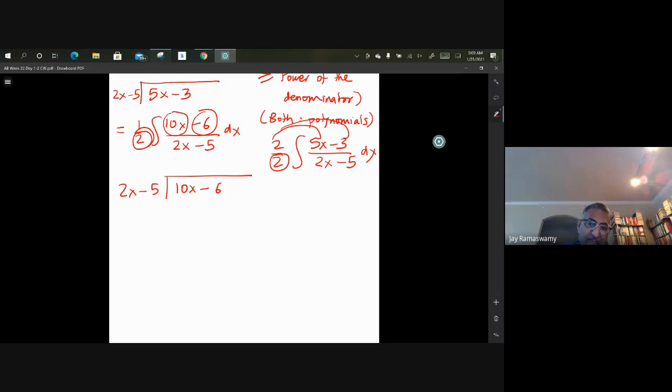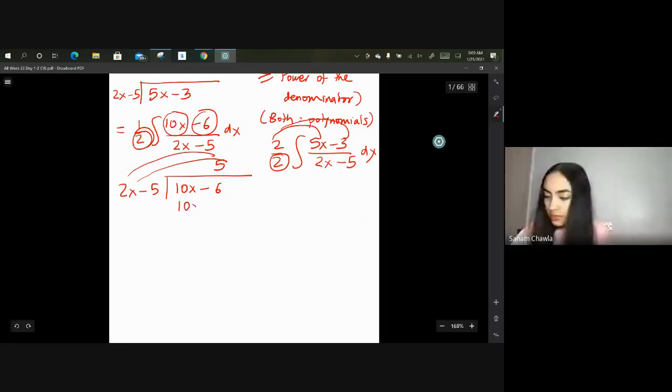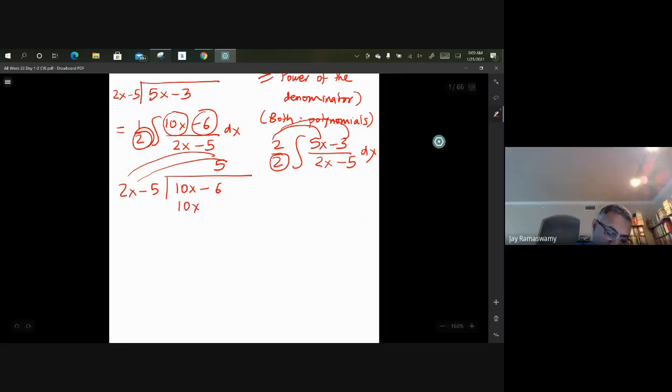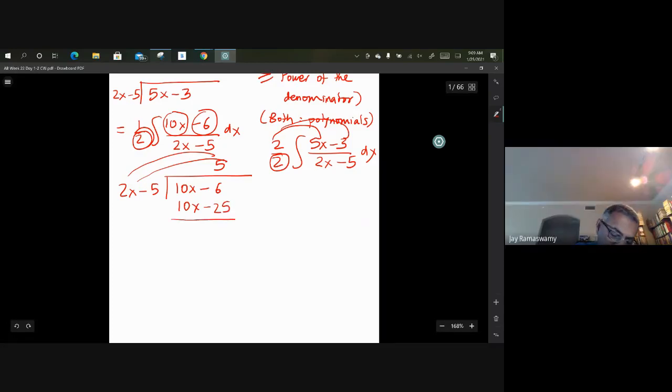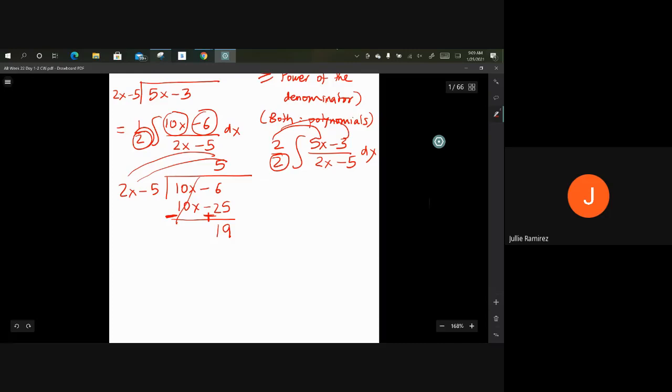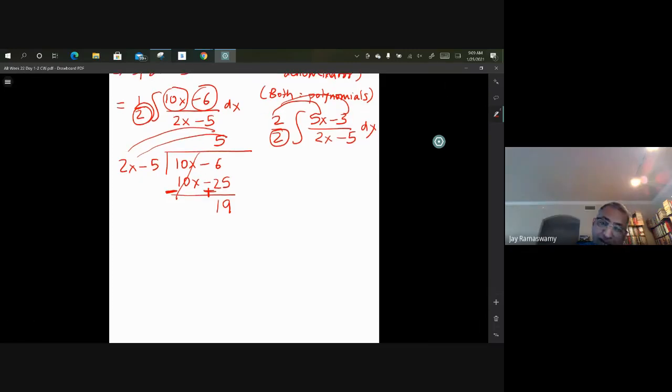I need a 10x, I have a 2x. So what should I multiply by? 5. I'm going to distribute. What's 2x times 5? 10x. What's negative 5 times 5? Negative 25. Should we subtract? Yes. If I'm subtracting, just switch the sign. So that will collapse. What's negative 6 plus 25? 19. We're done. Can you see 2x doesn't go into 19? So we're good to go.